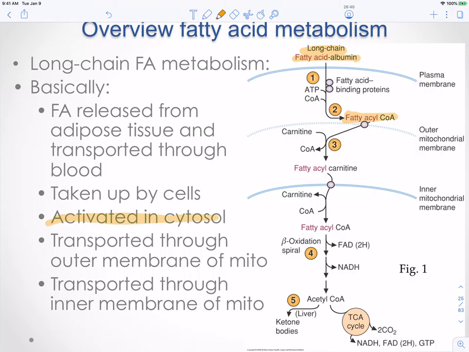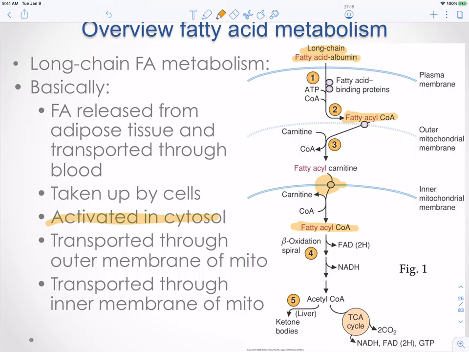They're then going to have to be transported into the mitochondria, and they're going to have to pass the inner mitochondrial membrane, and there is no fatty acid CoA transporter. So once they get past the outer membrane, they're going to swap their CoA for a carnitine. And then the carnitine is going to be able to transport the fatty acid into the matrix, and then you're going to get swapping again for CoA in the matrix.